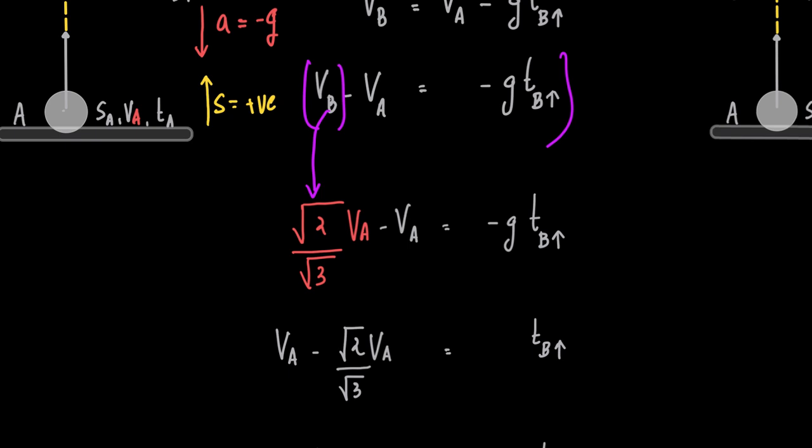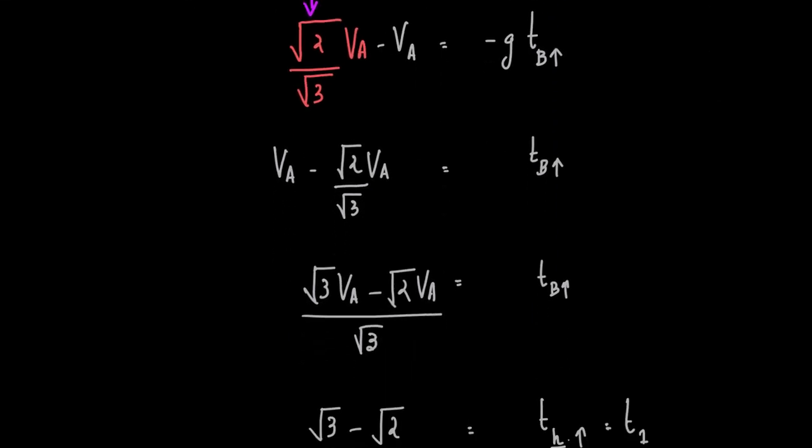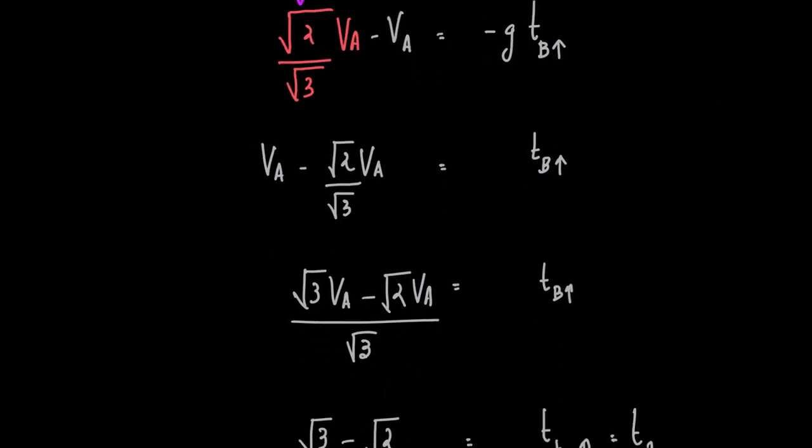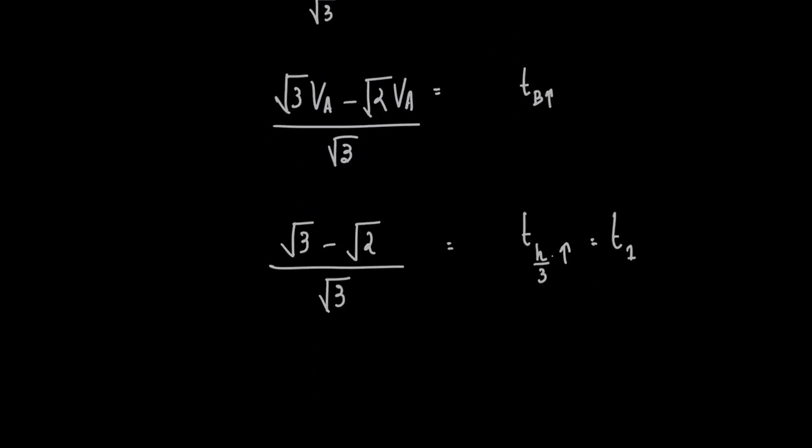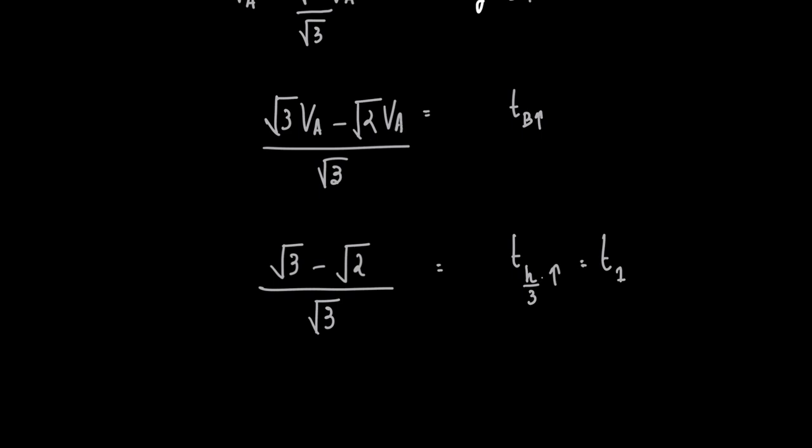Okay? Right. So root of 2 by 3 VA minus VA is, I'm just transposing this minus G. Wait, did I skip a step here? Oh, I did skip a step here. Sorry, my bad. This should be GTB. All I've done is I have removed this negative here. So that becomes minus root 3. Yeah. So VA minus root 3 by VA is root 3 VA minus root 2 VA by root 3.